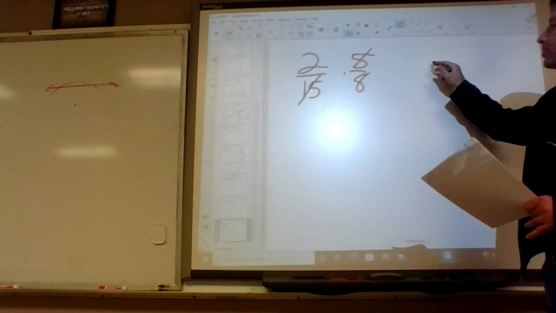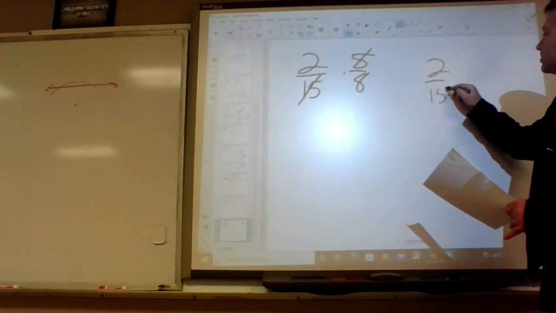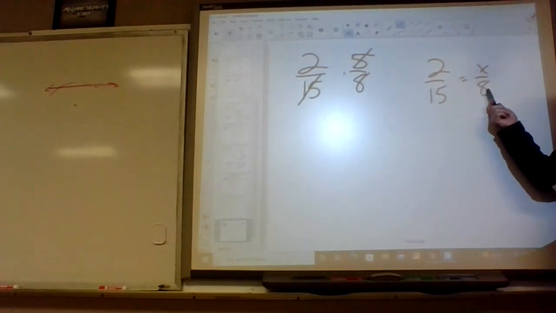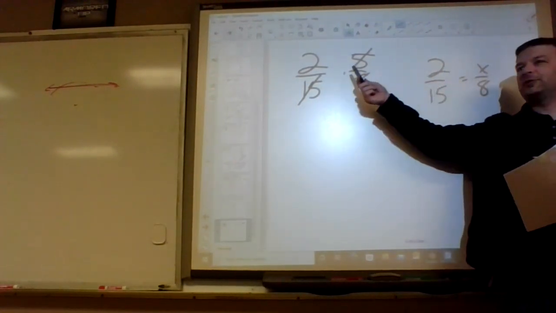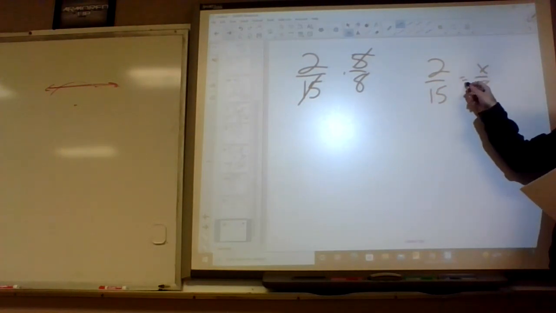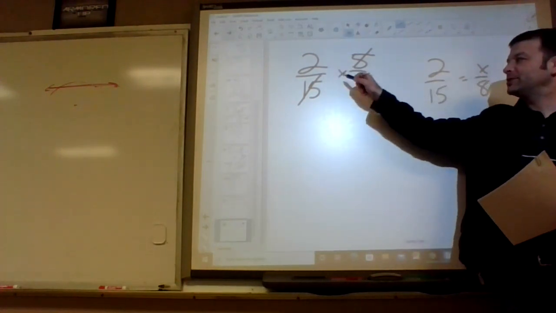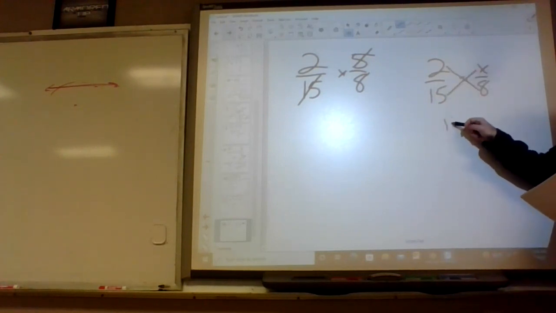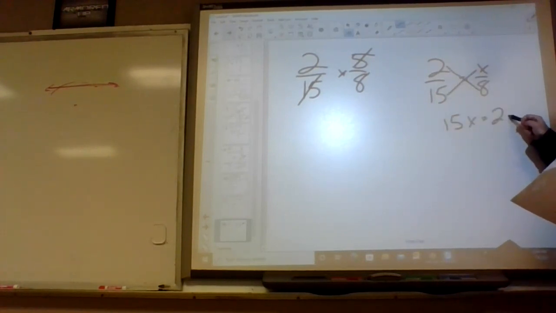When do we cross multiply? When you have 2 equal fractions or 2 equal ratios. You guys see the difference between this and this? This says times. This says equals. This is cross multiply: 15 times x equals 2 times 8.